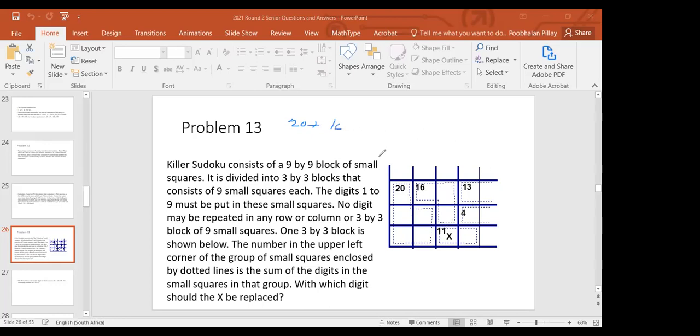And if you include the X, then you're adding all the numbers from 1 to 9. And that by now you should know is 45. The sum of 1 to 9 is 45, up to 10 is 55. So this is 20 plus 16 is 36. So X is 9.